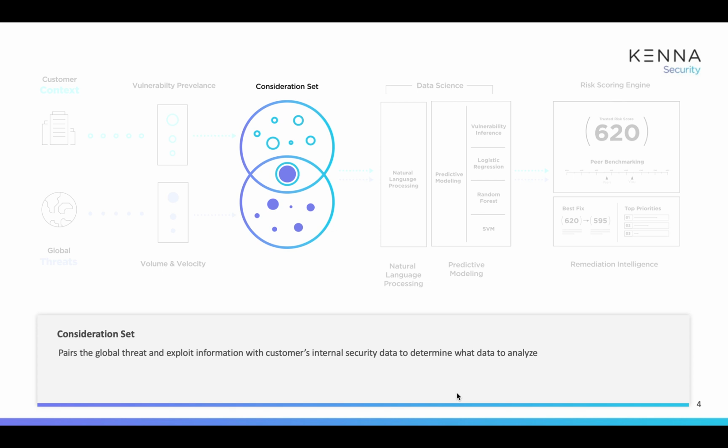And then, once we've got all of that internal and external information, we correlate all that security data in order to determine the relevant consideration set for your organization. After all, you really don't care about exploits that affect vulnerabilities that aren't present in your environment, and you can deprioritize any of the vulnerabilities that don't pose an immediate risk.